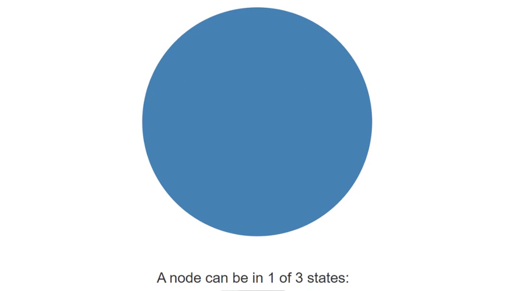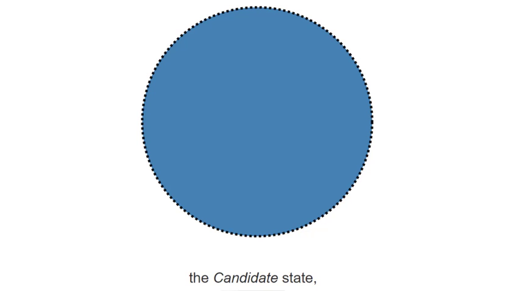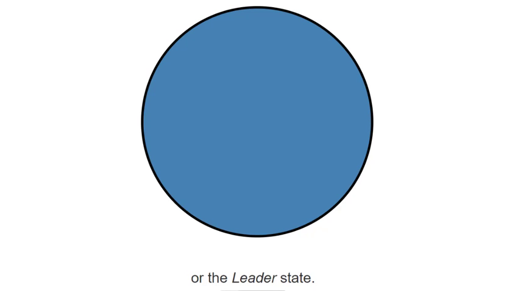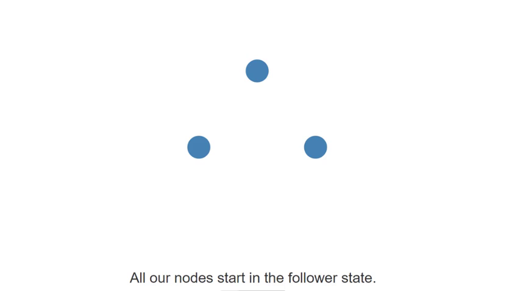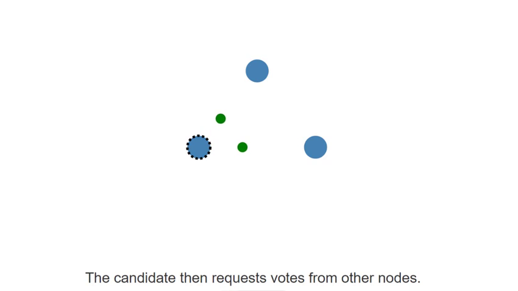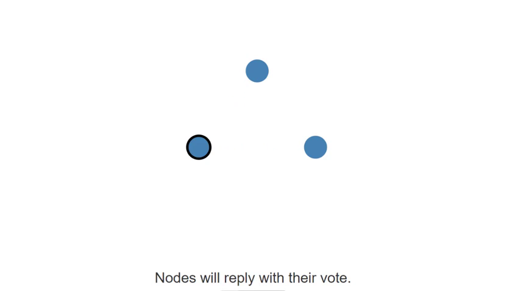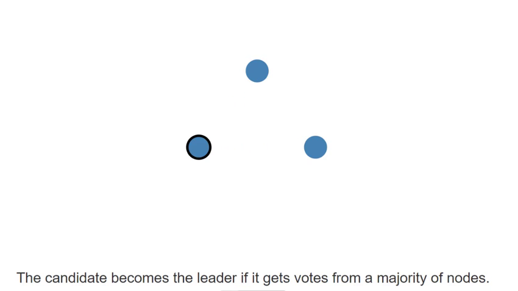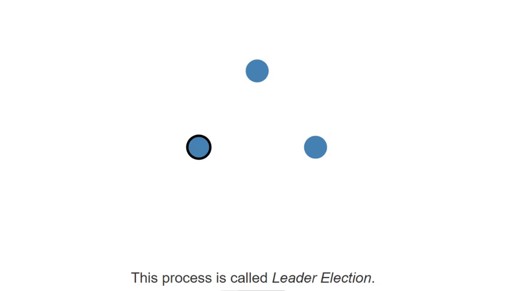A node can be in one of 3 states. It can be the follower state, a candidate state, or a leader state. All our nodes start in the follower state. If followers don't hear from a leader, then they become a candidate. The candidate then requests votes from other nodes, and nodes will reply with their vote. The candidate becomes the leader if it gets votes from the majority of nodes. This process is called leader selection.